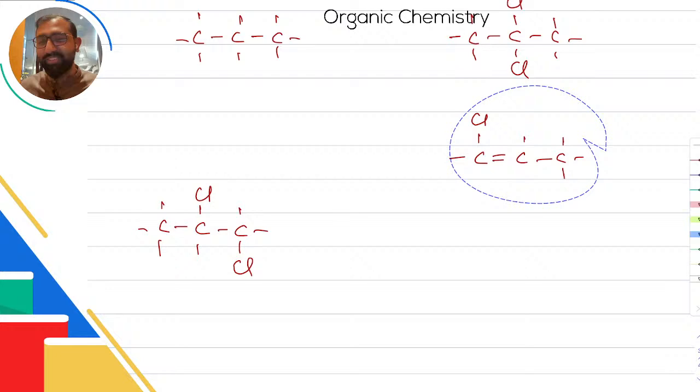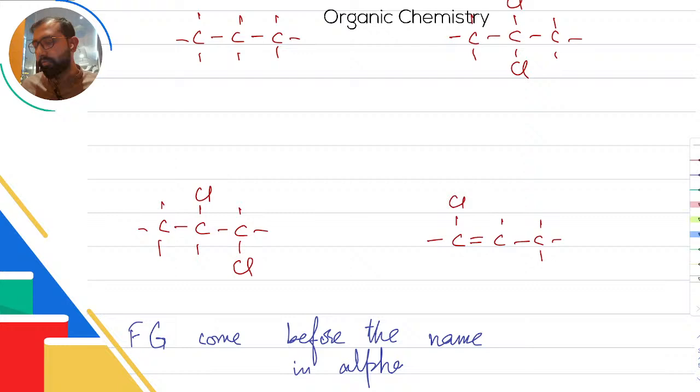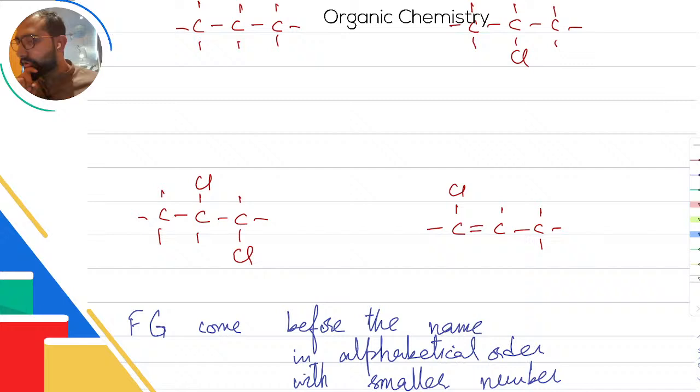Good, good. But remember, here's the rule. Function group comes before the name, in alphabetical order, with smaller numbers. See if you can fix the numbers for them. Okay, that's the rule. Before the name, alphabetical order, smaller numbers. Let's try this. The first one, as you have rightly said, thank you, it's propane.